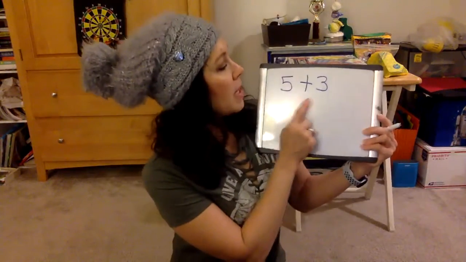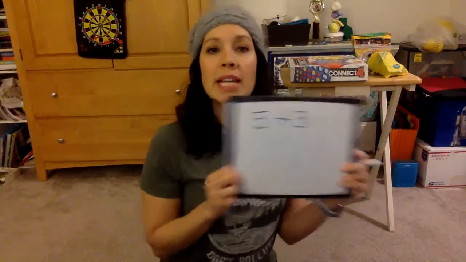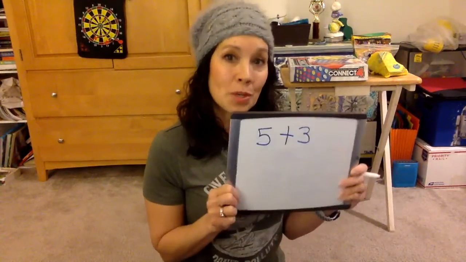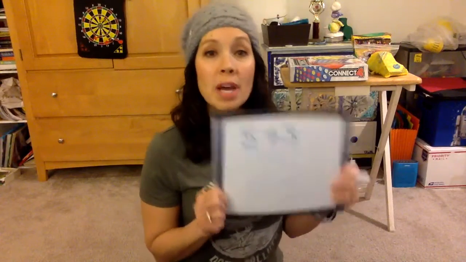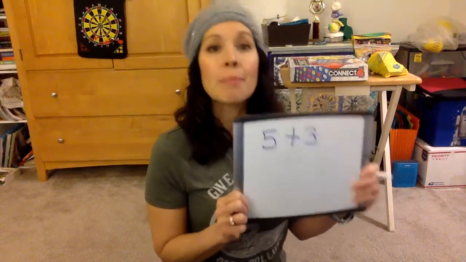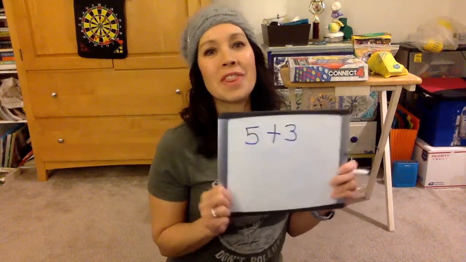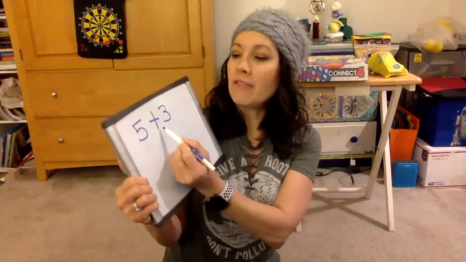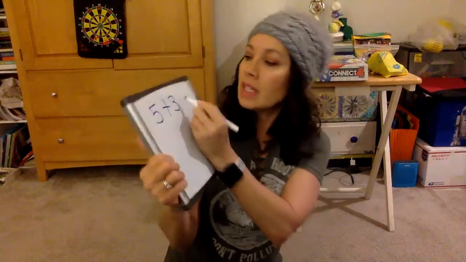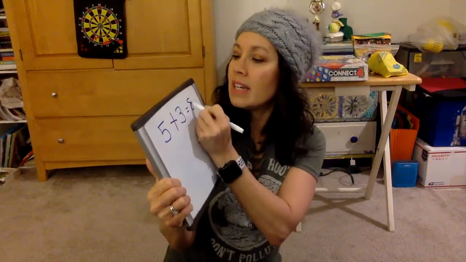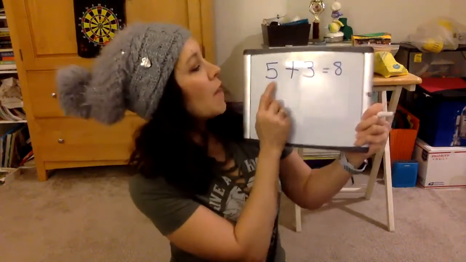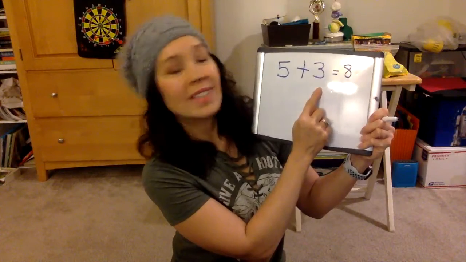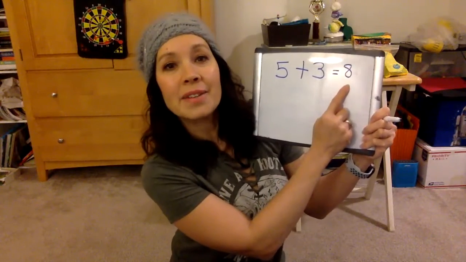5 plus 3. We're going to do it a little bit backwards. So instead of me giving you a math story, you're going to come up with one yourself. But I'll give you an example so you don't think, oh, what is she talking about, right? So 5 plus 3 equals 8. So 5 of something and 3 more of something is 8 altogether, right?